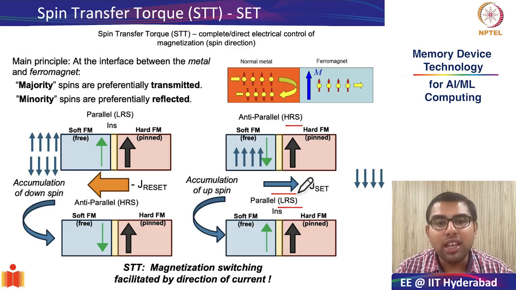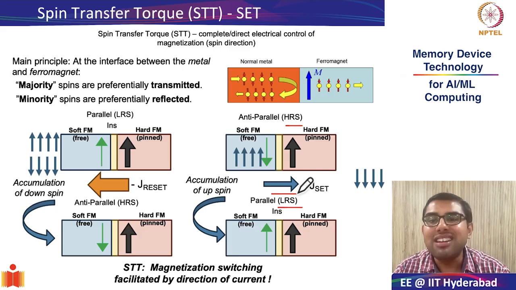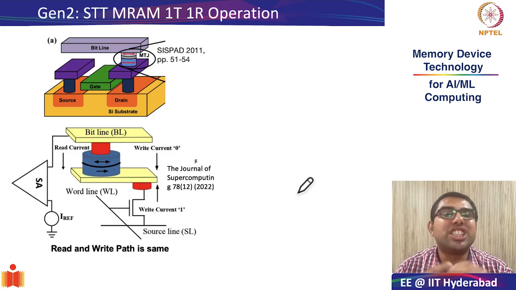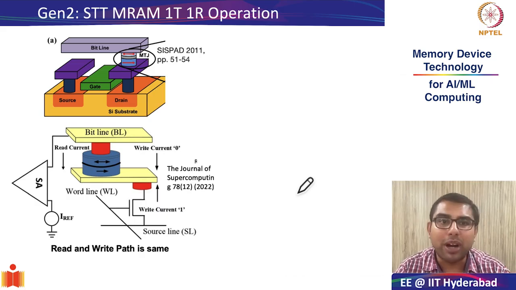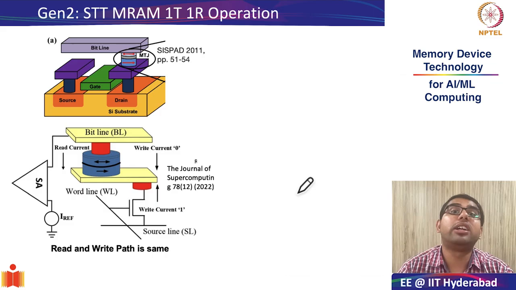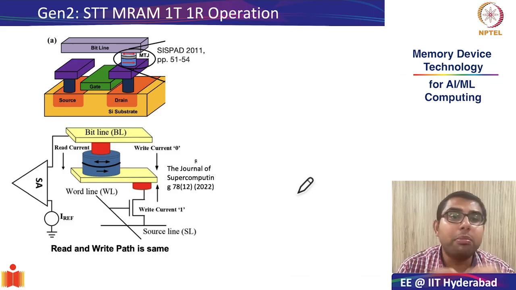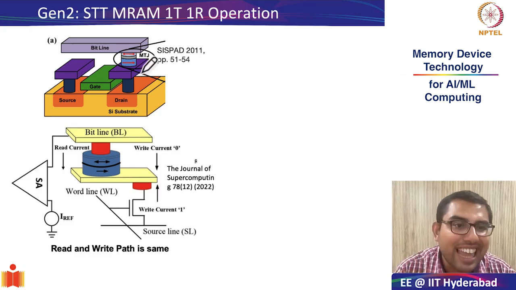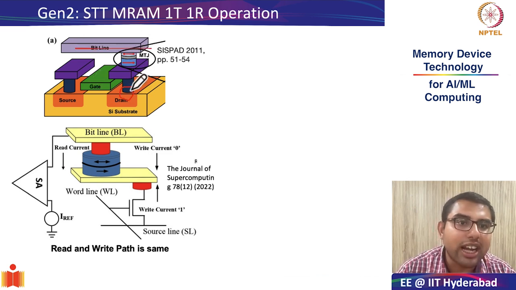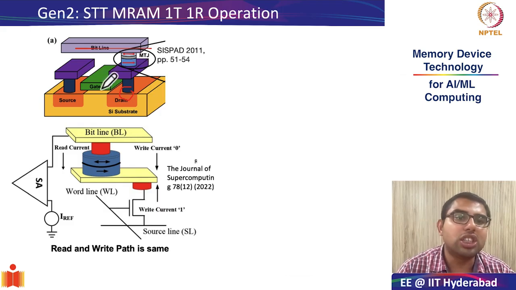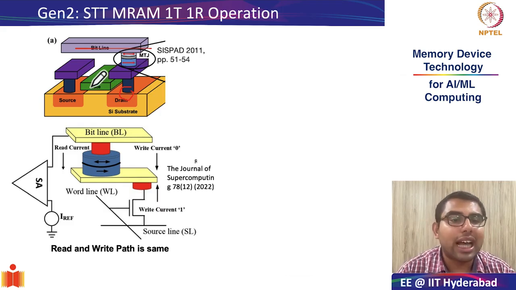Okay. So with this concept of spin transfer torque, we got our second generation of MRAM, which is called the STT MRAM or the spin transfer torque MRAM. Here I have represented the STT MRAM in the 1T 1R configuration. So we have looked at 1T 1R configuration several times, so I will not repeat it again. As you know, the bit line is connected to one of the ends. The drain is connected to the other end of the magnetic tunnel junction, whereas the gate serves as the word line.